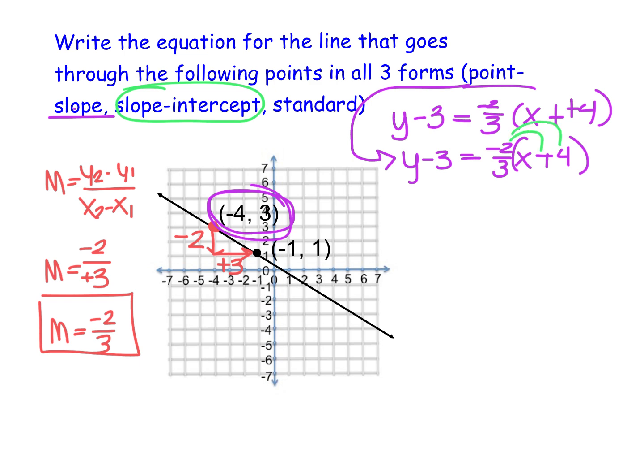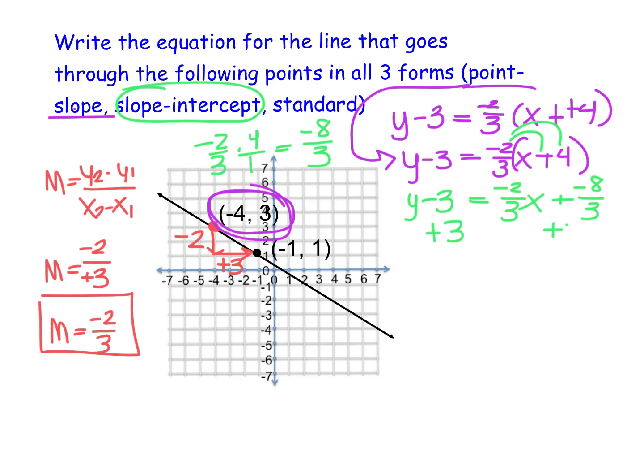So here I distribute the negative 2/3. So we have y minus 3 is equal to negative 2/3 x. And then we need to figure out what negative 2/3 times 4 is. So I do negative 2 over 3 times 4 over 1, which ends up being negative 8 over 3. So here we would do plus negative 8 over 3. Then from here I need to get y by itself to be in slope-intercept form. So I add 3 to each side. So I have y equals negative 2/3 x.